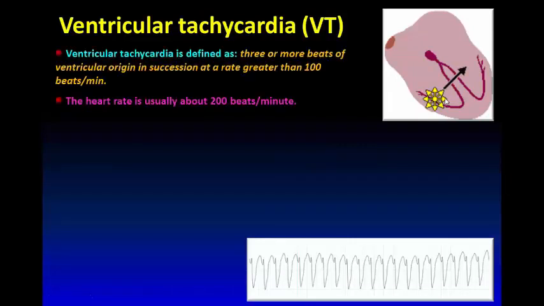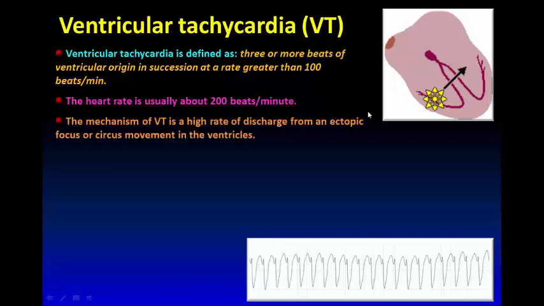Now let's describe a very important ventricular arrhythmia, which is ventricular tachycardia. Ventricular tachycardia is defined as 3 or more beats of ventricular origin in succession at a rate greater than 100 beats per minute. The heart rate in ventricular tachycardia is usually about 200 beats per minute, and the mechanism of ventricular tachycardia, the VT, is a high rate of discharge of impulses from a hyperexcitable ectopic focus or a circus movement in one of the ventricles.